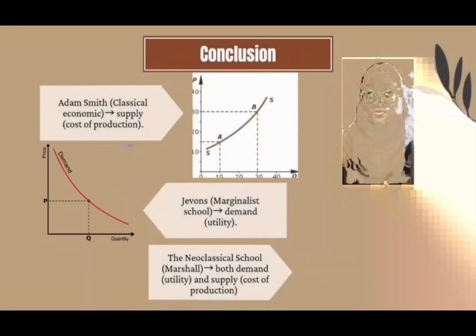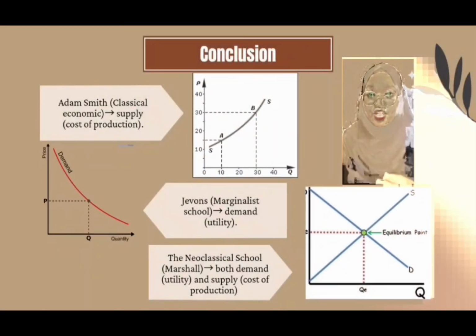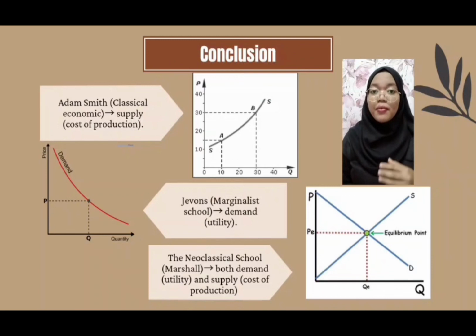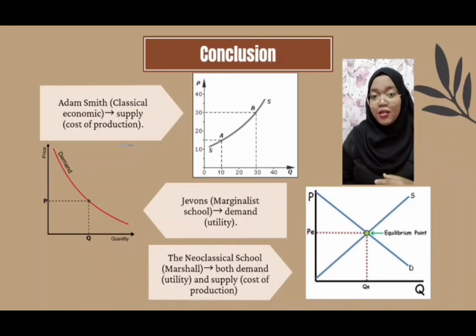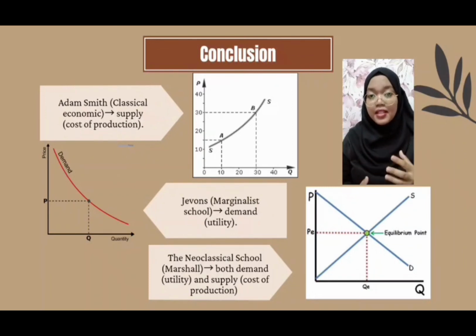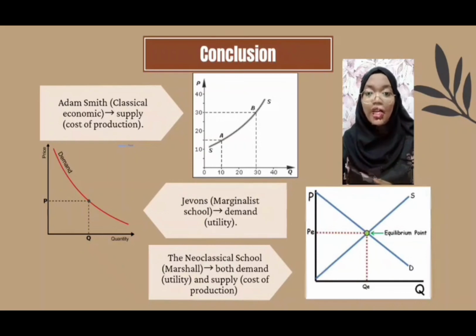What we can summarize from all the three figures that we mentioned earlier is that Adam Smith, with classical economics, emphasized supply cost of production as the significant determinant of exchange value price, while Jevons, of the marginalist school, emphasized demand utility as the significant determinant of price, and lastly, Alfred Marshall of the Neoclassical school emphasized both demand and supply as the significant determinant of price.